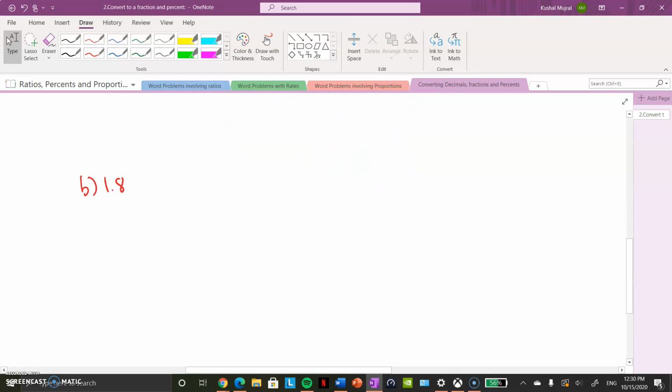Now let's take a look at this, 1.8. We're converting to a fraction and a percent. So 1.8 is the same as 18 tenths, which is just 18 over 10, right? So 18 over 10 is 180 over 100, right? Multiply the top by 10, the bottom by 10. So that's 180%.